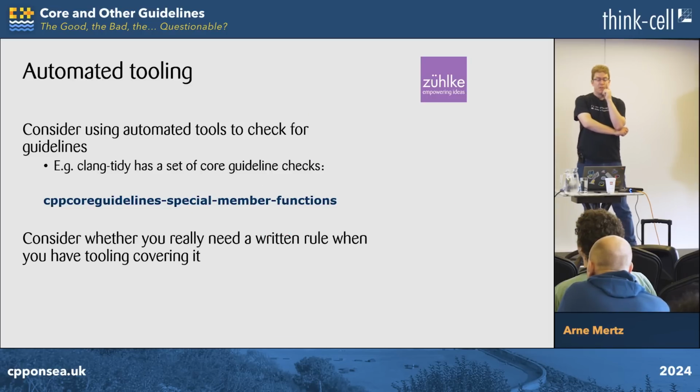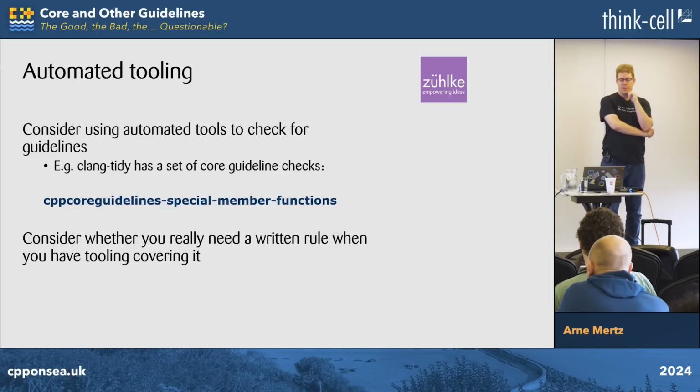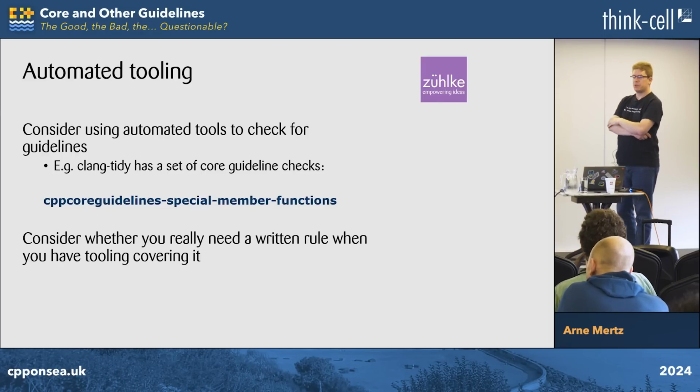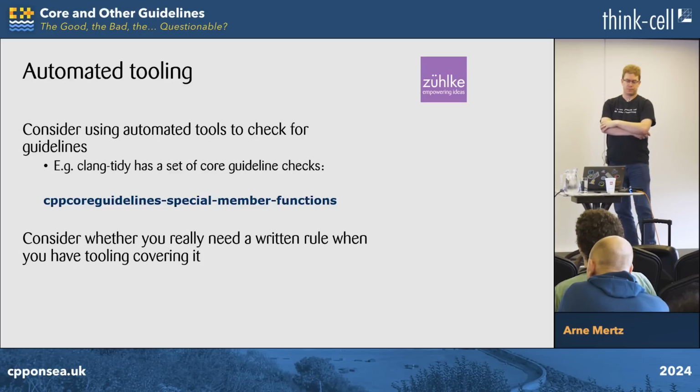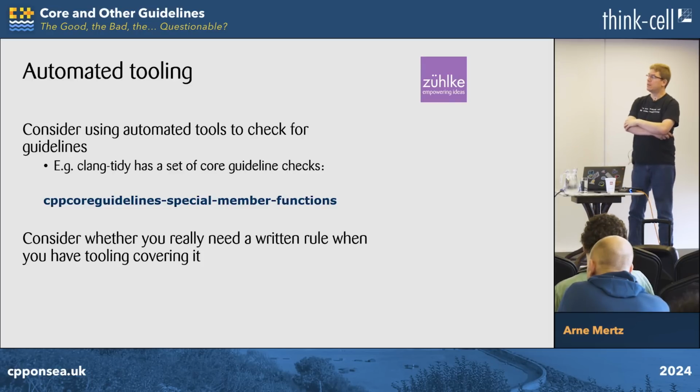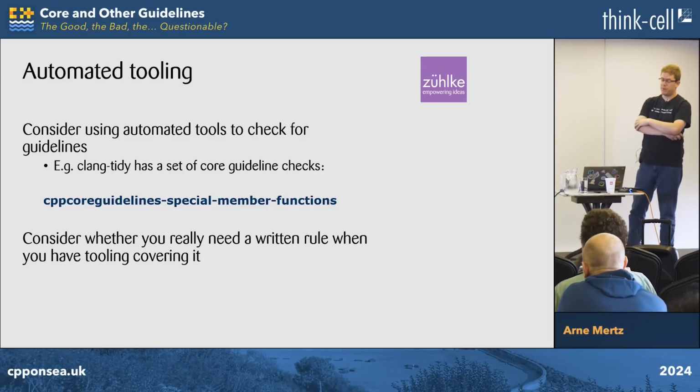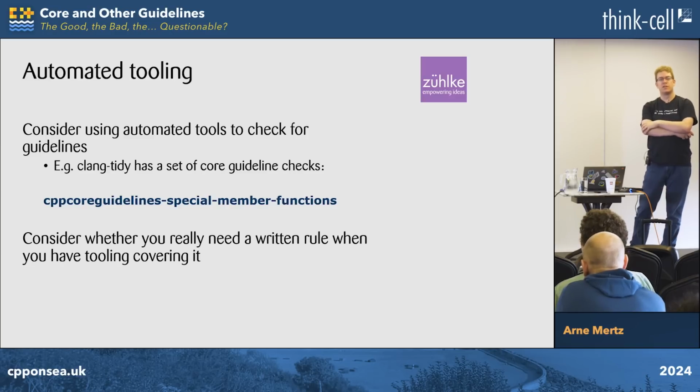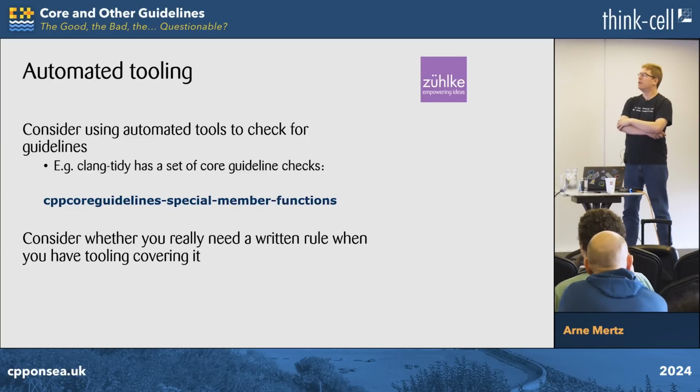So I talked about tooling a bit. Clang-Tidy. Consider using automated tools for your guidelines. Clang-Tidy has, especially this one, cppcoreguidelines-special-member-functions, which is the one about the rule of 5.